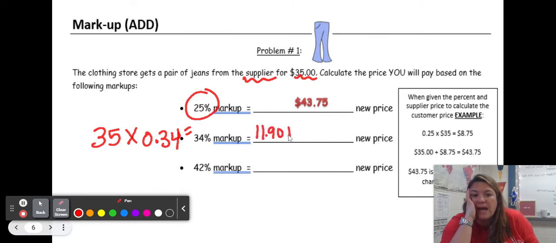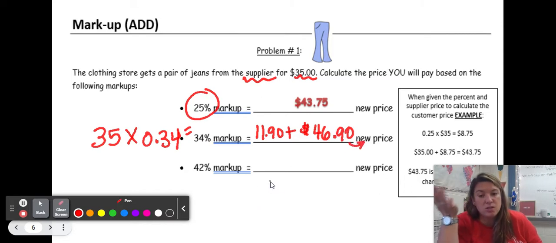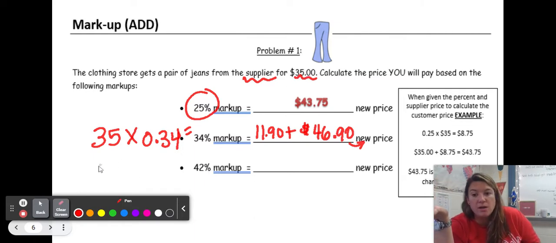But now I have to add that to the $35 to get the new price. So the markup is $11.90 plus the $35 would be $46.90 for the new price. All right, what if this store wanted to make 42% of what they bought the jeans for? So then that one is 35 times 0.42 to get our markup.